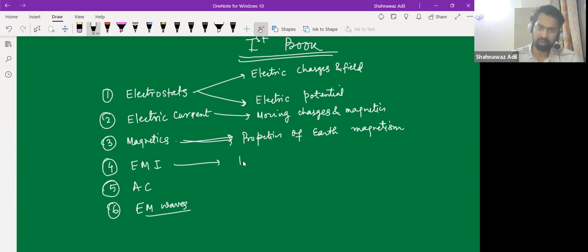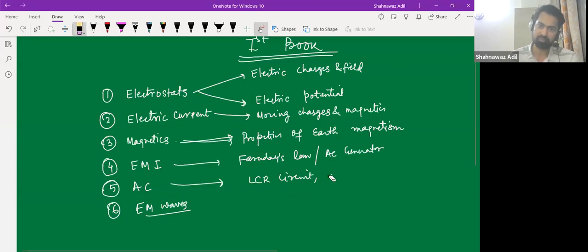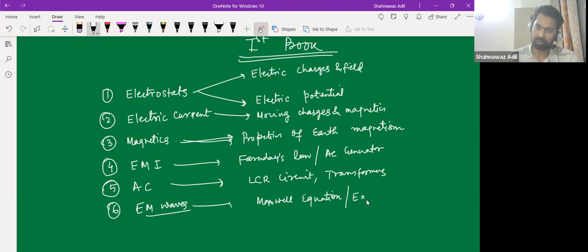In EMI, we talked about Faraday's law, and then the AC generator. In AC, we talked mainly about LCR circuits, and then transformers. And in EM waves, we talked about Maxwell equations, EM waves, and the spectrum of electromagnetic waves.